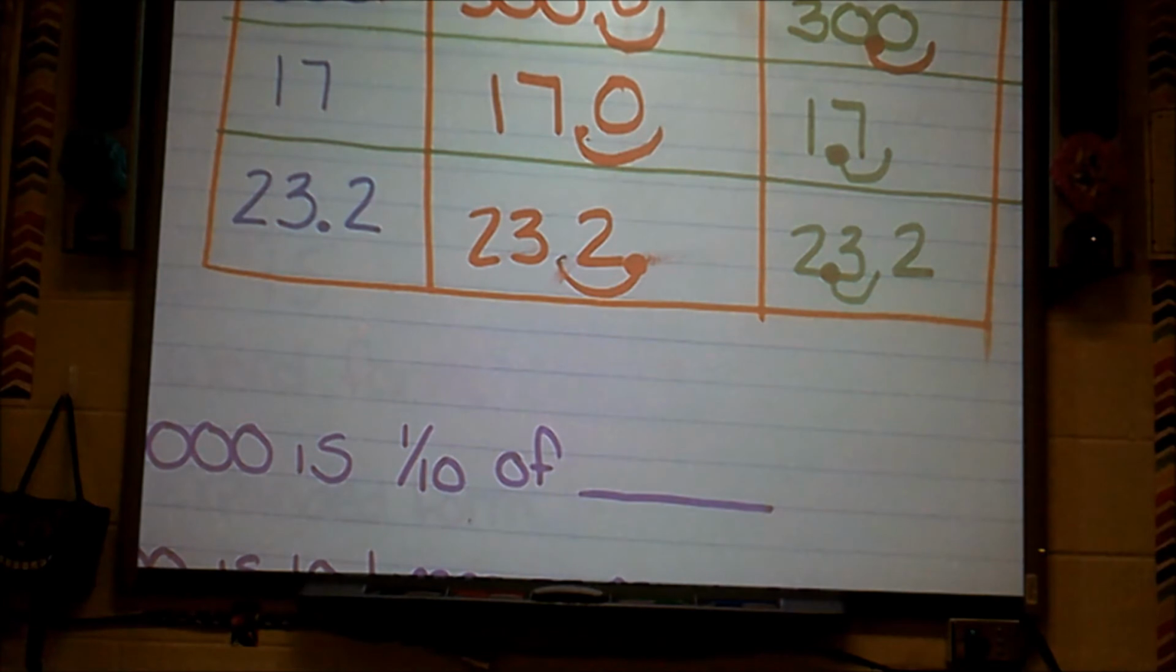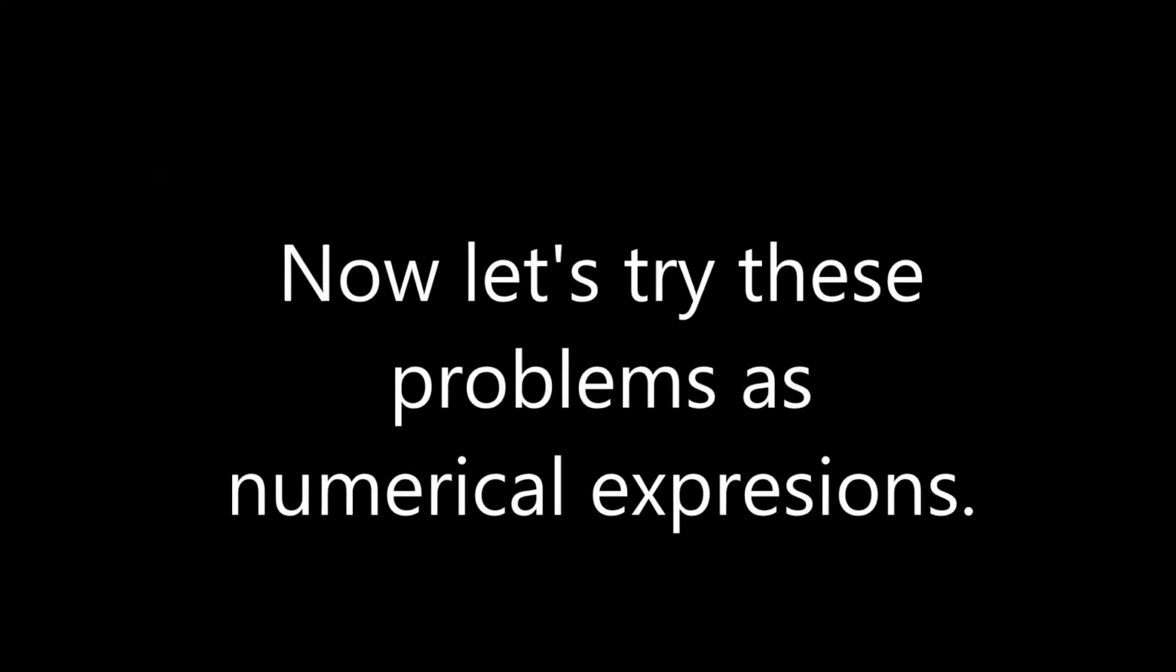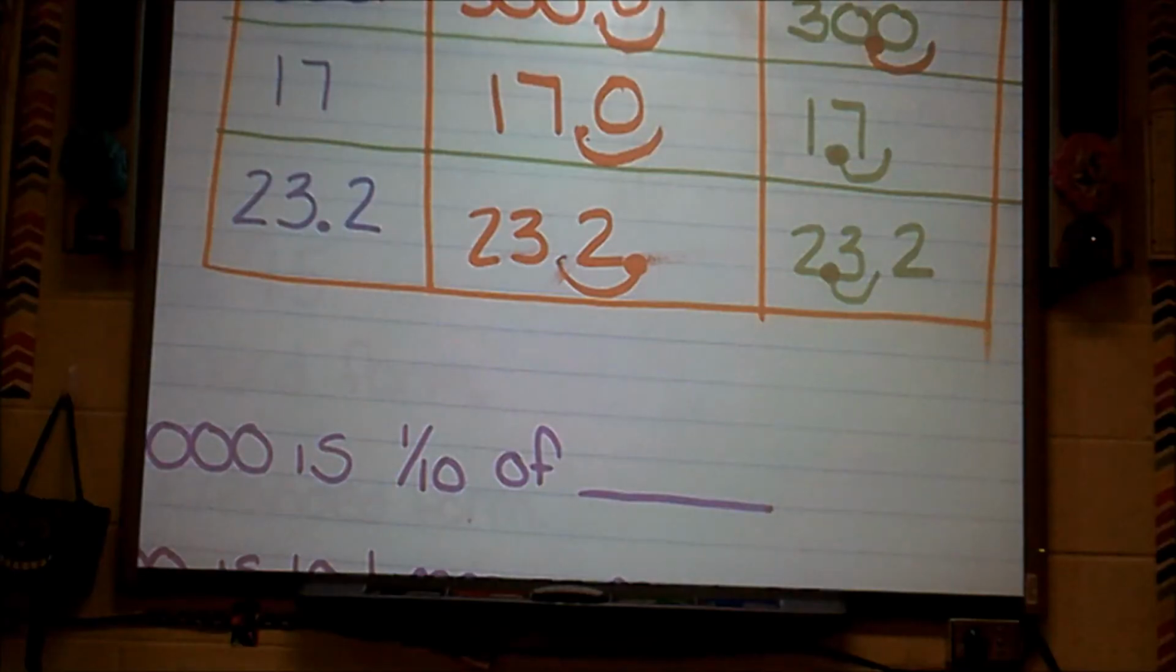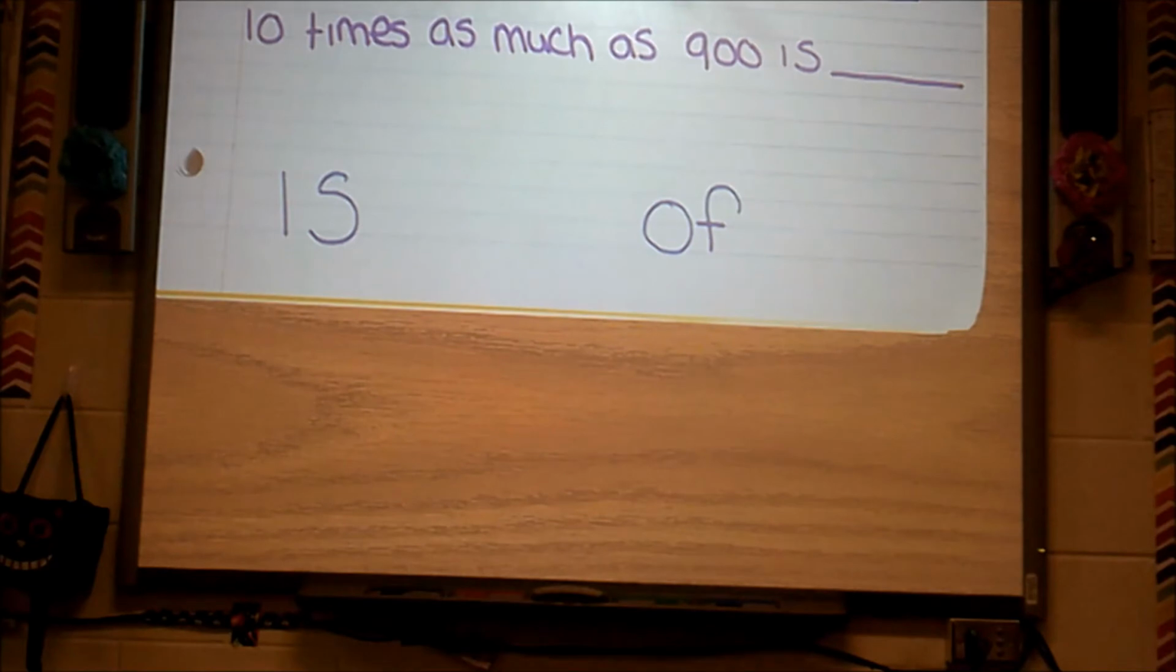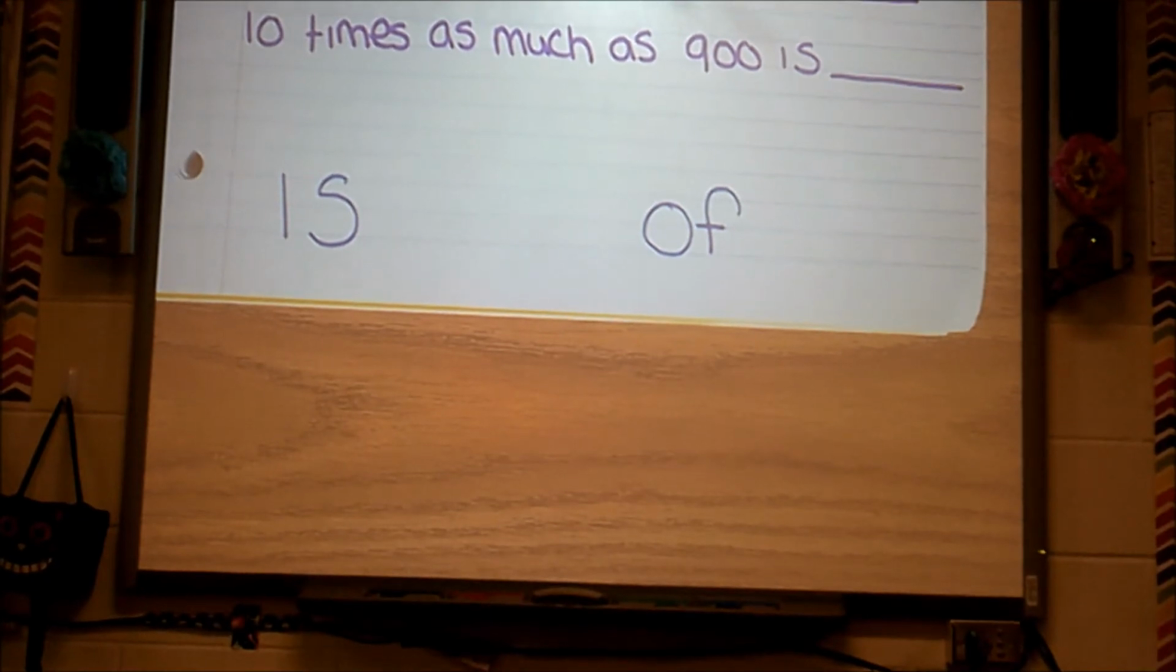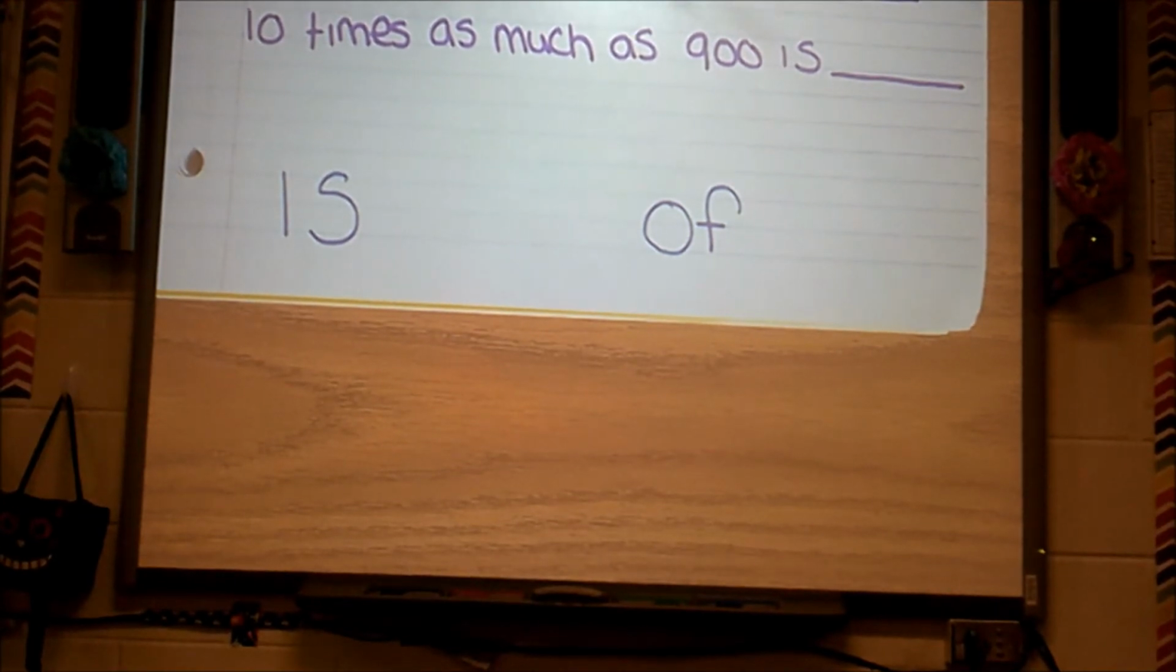So I got the answer to be 232 and 2/100. But before we do that, we have to learn about two words. What I need you to know is what "is" means and what "of" means in math.